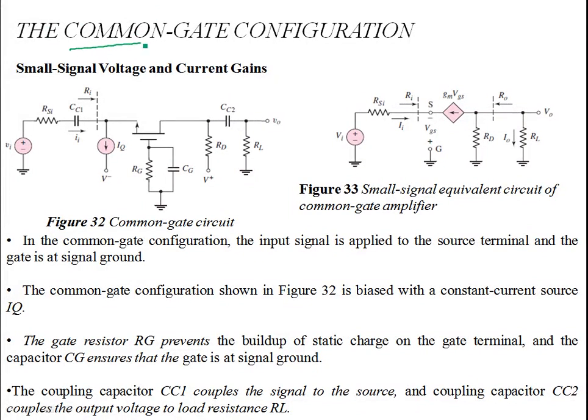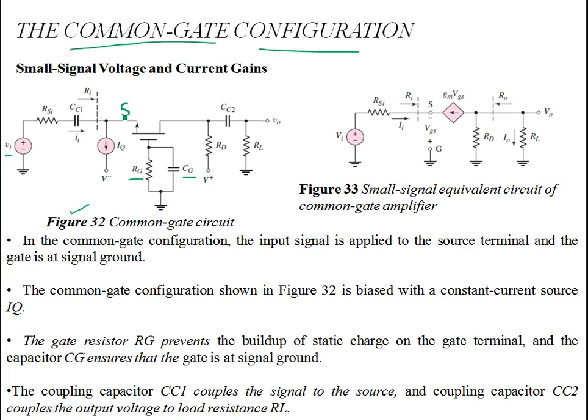The common gate configuration, in which your gate, you see in this configuration, this is for the biasing of the circuit in figure 32. So the gate is at the signal ground, and this is being ensured by the bypass capacitance CG. So the gate is the AC ground. The resistance RG that you're looking at over here is there just to prevent any static charge buildup at the gate terminal. And you also notice that the input signal is now being applied at the source terminal.